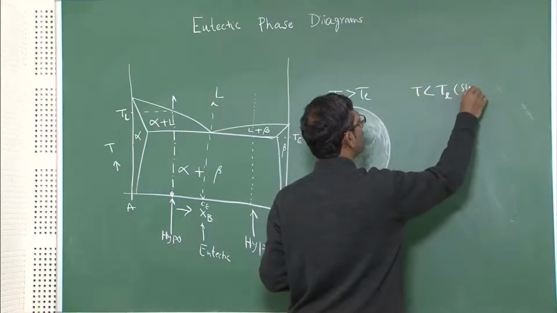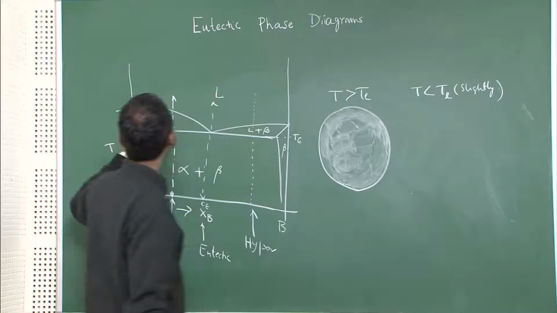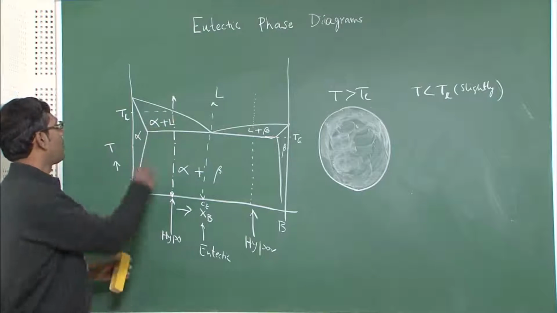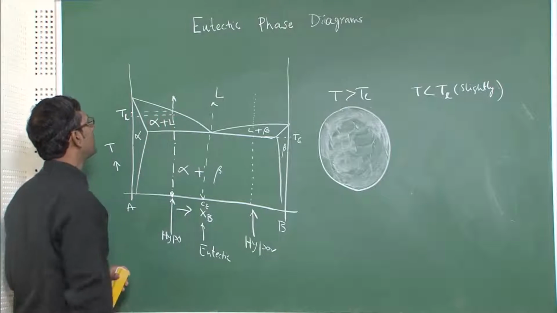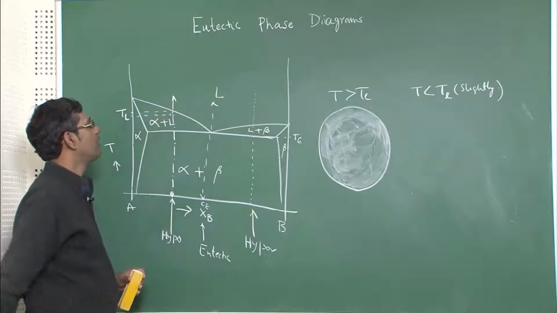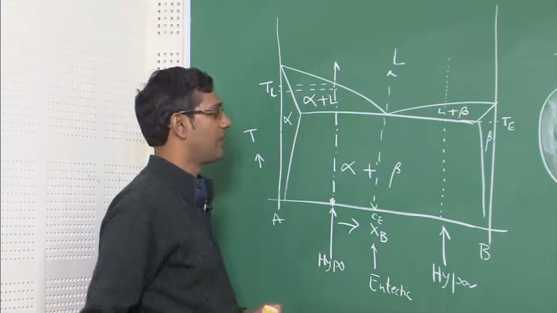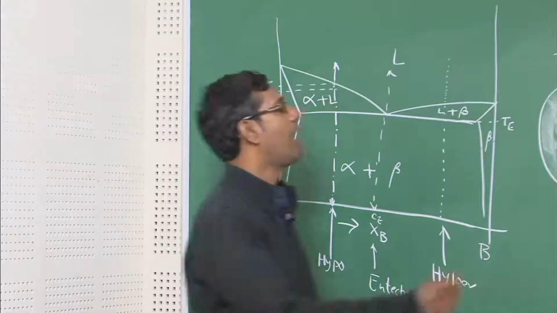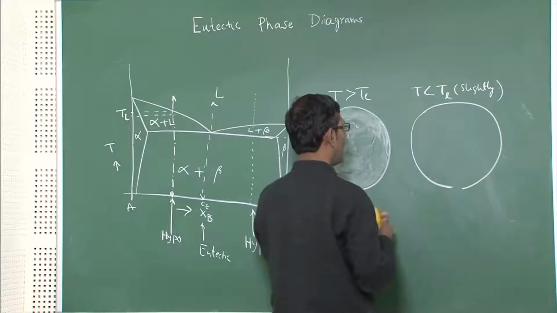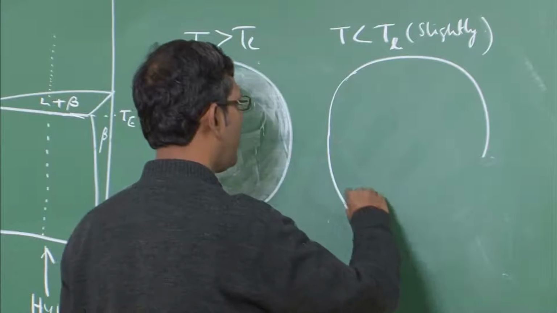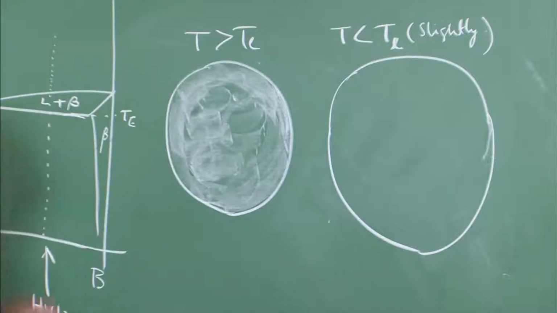Now if I drop the temperature slightly below the liquidus, slightly, not much. What will happen? This will be inside this alpha plus liquid phase field. So this is just below the liquidus temperature, but I am within the liquid plus alpha phase field. That means alpha will nucleate, because alpha is the only solid present. So alpha will nucleate, form and grow in the liquid.